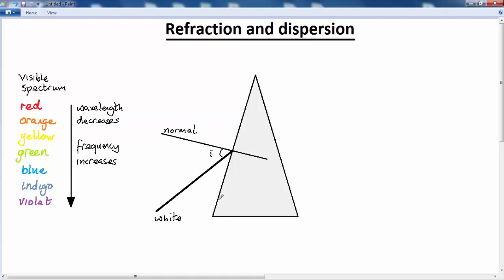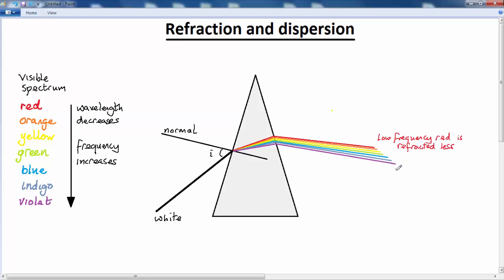Let's draw what happens. As a result of that, the white light is split as it is refracted by the prism. The low frequency light, that's the red light, is refracted less, while the higher frequency light, that's the violet, interacts more, slows down more, and is refracted more by the prism. Now this effect by which the different colours of light are refracted by greater or lesser amounts is known as dispersion.